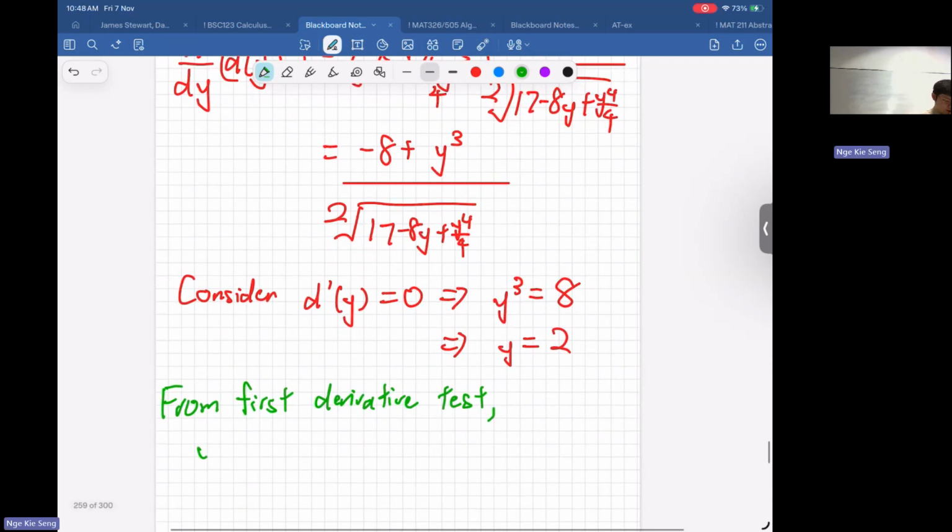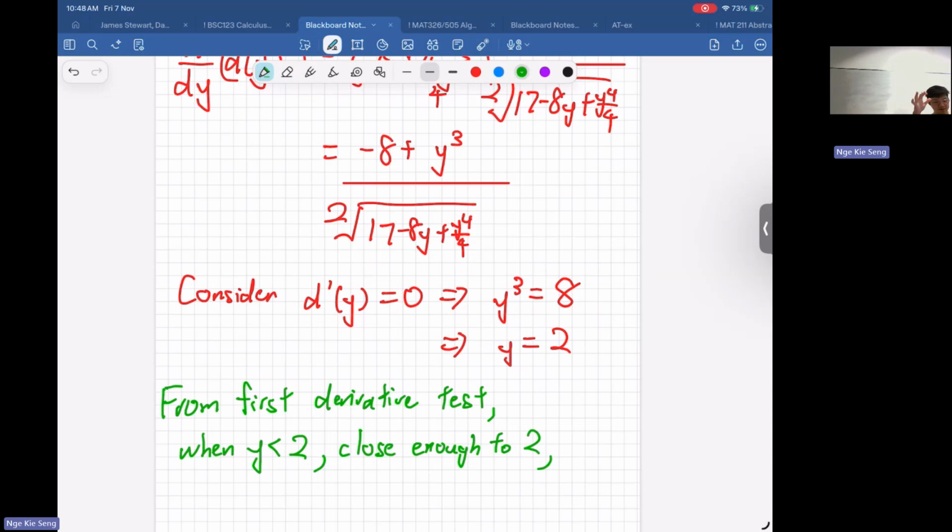okay, when y is less than 2, what do you get? To be safe, I just take y that's close enough to 2. We don't care about very far points. We just care beside 2. If y is less than 2, what do you get? So y cubed would be something less than 8.